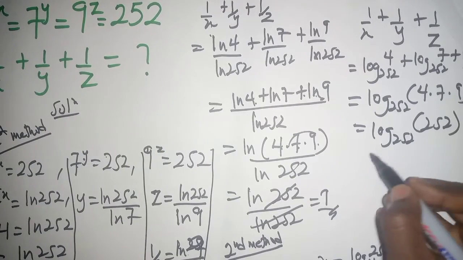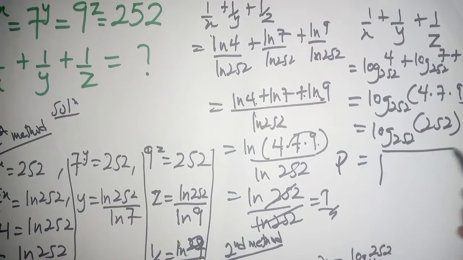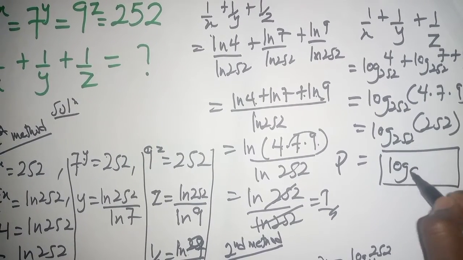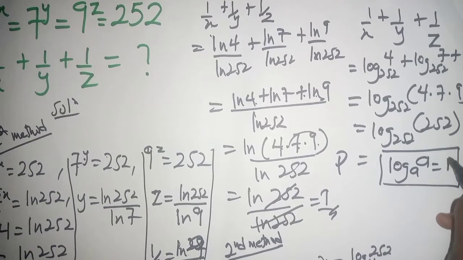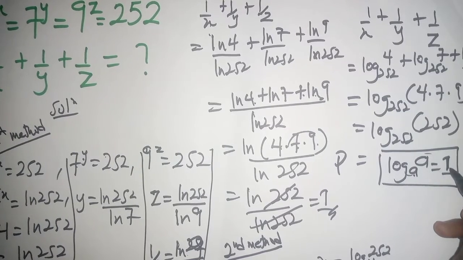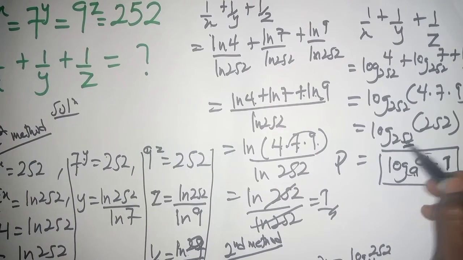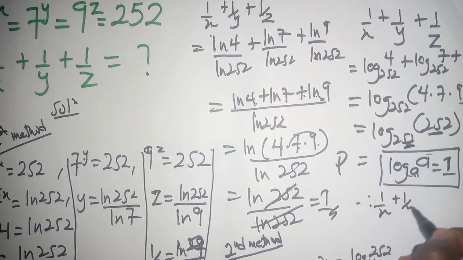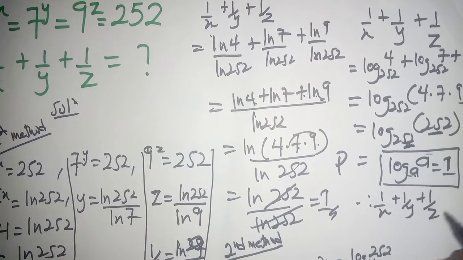log base 252 of 252. And then another property says that if you have a log of base a of a, this is basically equal to 1. If the base and the argument are the same, then you have it equal to 1. And in this case, we have 252 and 252. So therefore, 1 over x plus 1 over y plus 1 over z equals 1 in this case.